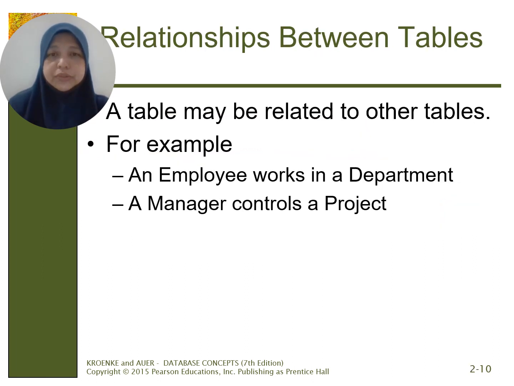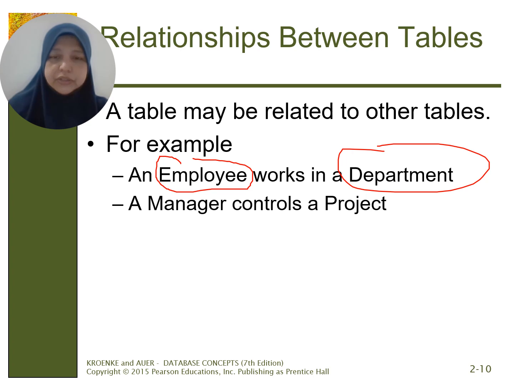Relationship between tables. A table may be related to other tables. For example, employee works for department. So you can determine one table employee, one table department, and they have a relationship. What is the relationship? An employee works in a department. This is what is meant by relationship between tables.